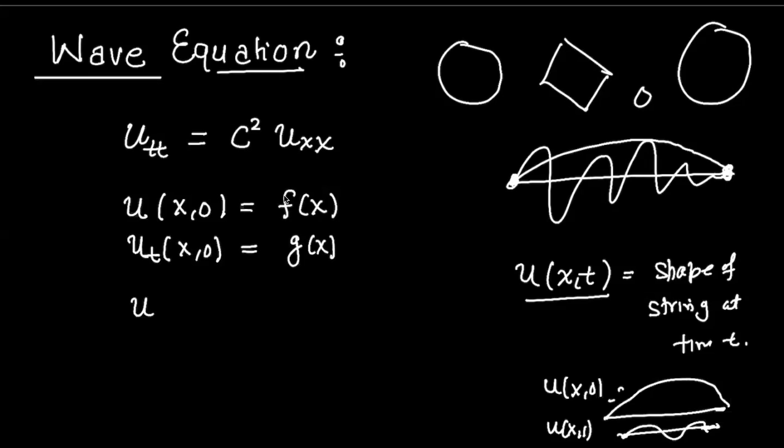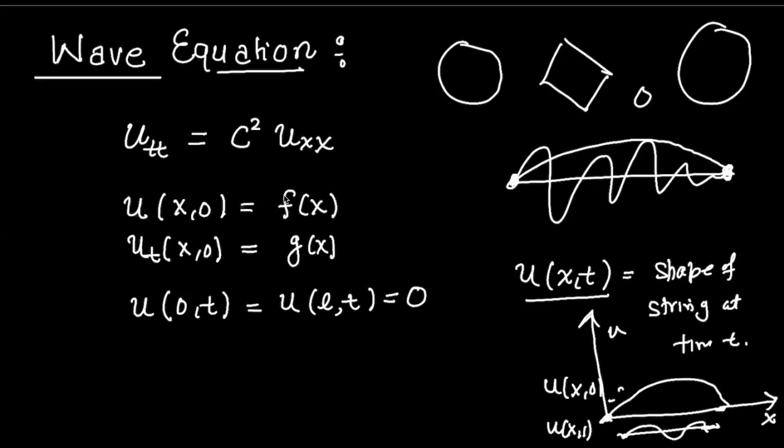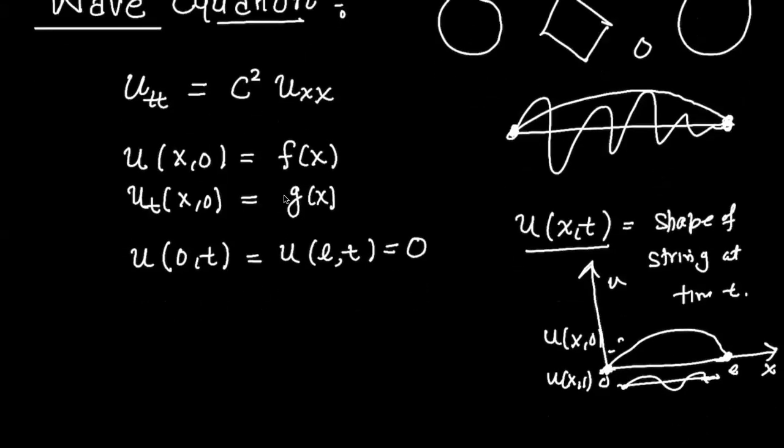And then the string is attached at 0 and at L. If the length of the string is L units, then u at x equal to 0 or L is always 0 for all t, because this is the x-axis and this is u, and the string is attached. So the profile is always 0 at these points because the string is fixed at the two endpoints. These are the boundary conditions.